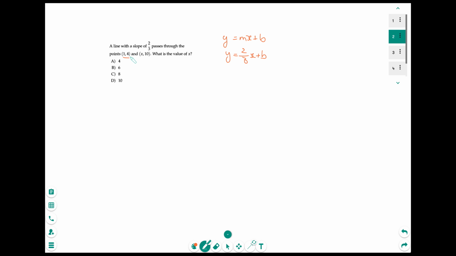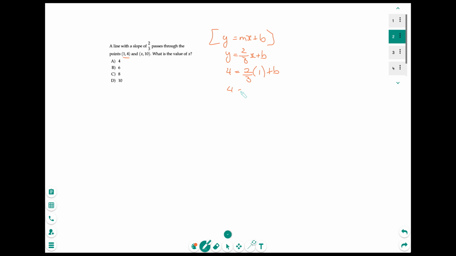Well, they've really given us 1 point on this line, which is useful information, because now we can substitute the coordinates of x and y from this point into our equation. So we can say at this point, x is 1, y is 4. So we're going to say 4 is equal to 2/3 times 1 plus b. What this does is it helps us to solve for b, to find out our y-intercept and complete our equation of a line right here.